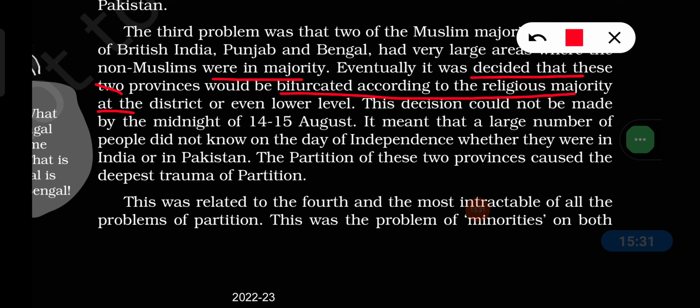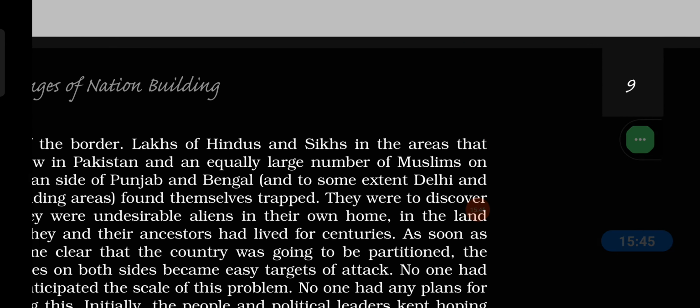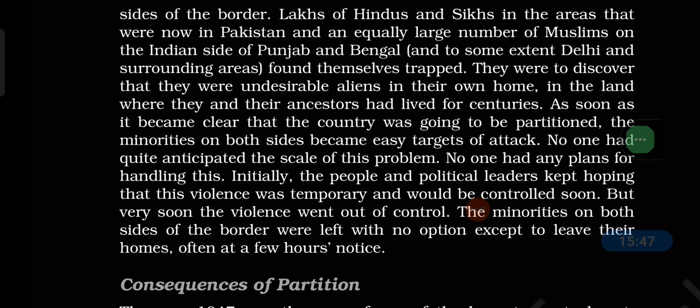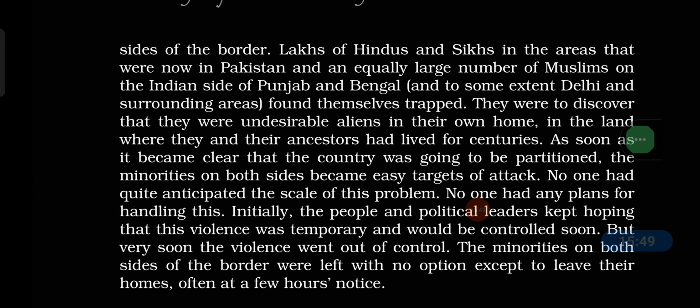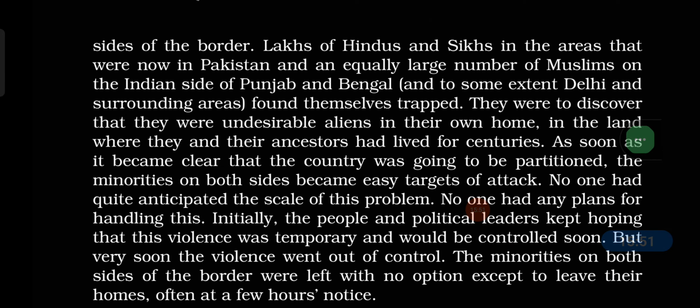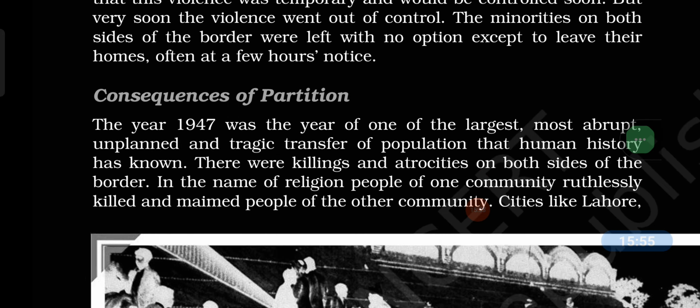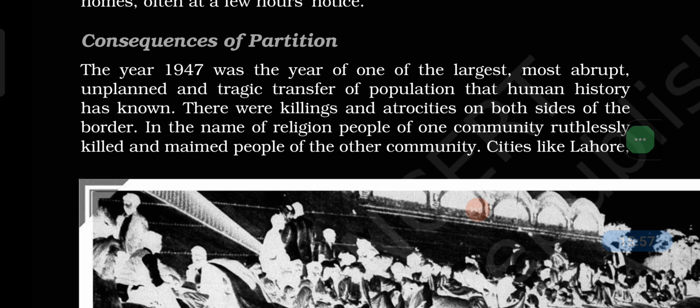So, on the midnight of the 14th or 15th August, India's partition was decided. The fourth challenge, and the most intractable of all the problems of partition, was the problem of minorities. Where would the minorities go at that time? So those were the challenges faced by India and Pakistan in the process of division.